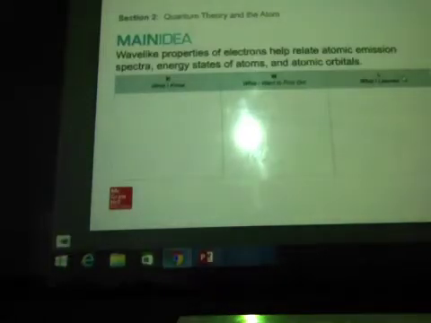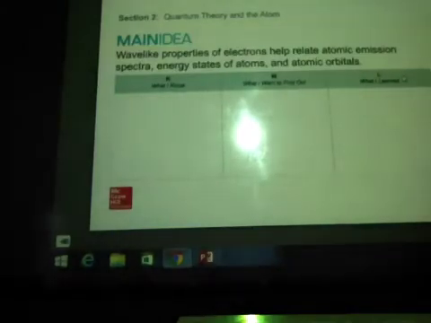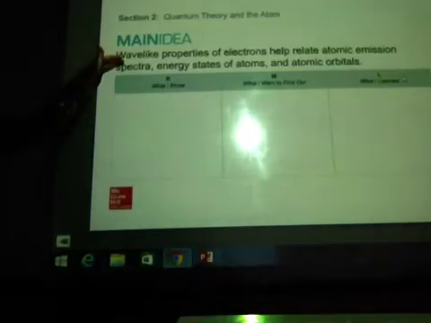Section 2 is going to deal with wave-like properties of electrons. Abstract, so we're going to be doing some abstract thinking. I have pictures and diagrams that I can show you, but I can't say, here's an electron and watch it move. So there's a little bit of abstract thinking as we're looking at electrons move from one place to another.